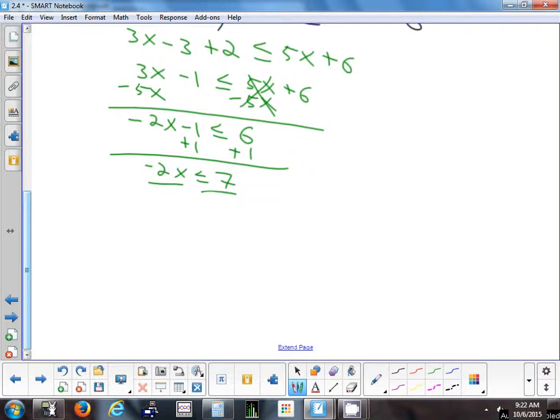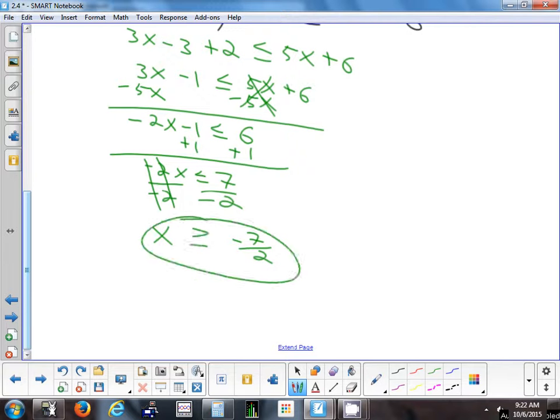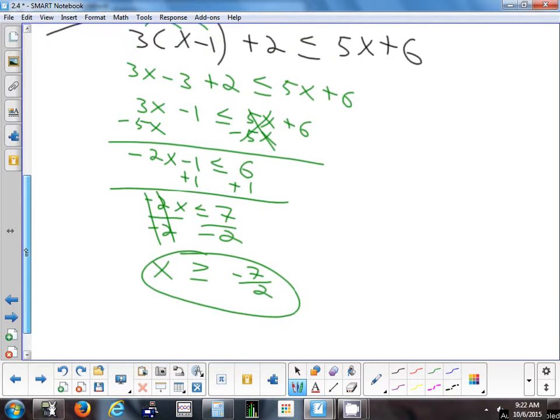Divide by negative 2. Okay, 2's are gone, negatives are gone. And I get x. On the other side, I get negative 7/2. What about the inequality? Flip it or leave it alone? Flip it. People always forget it. You always forget if you multiply or divide by a negative to flip it, but try not to forget. Any questions on that one?